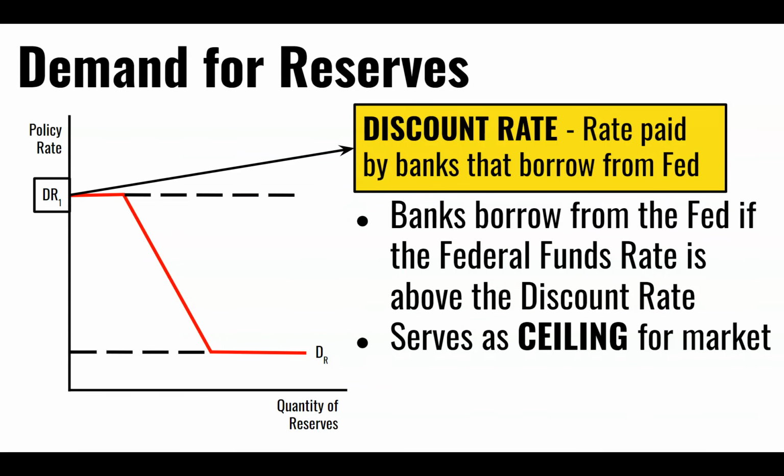The graph for ample reserves uses a vertical axis of policy rate, and the horizontal is the quantity of reserves. The demand for reserves makes a sort of Z shape. The upper bound is set by the discount rate. That is the interest rate paid by banks that borrow from the Fed. So when banks borrow from the Fed, they either pay the federal funds rate or the discount rate. The discount rate is the highest possible interest rate that banks will have to pay because the discount rate is always set above the federal funds rate. So this serves as a ceiling interest rate for the market.